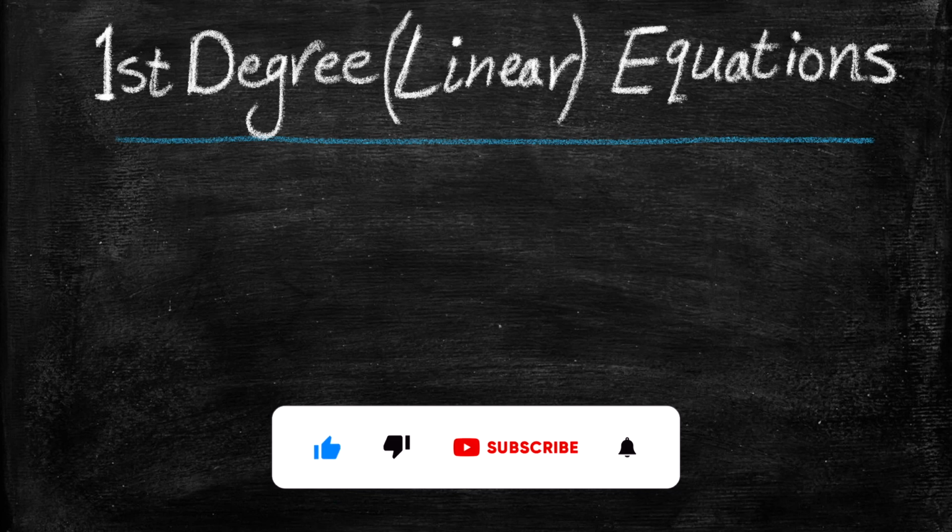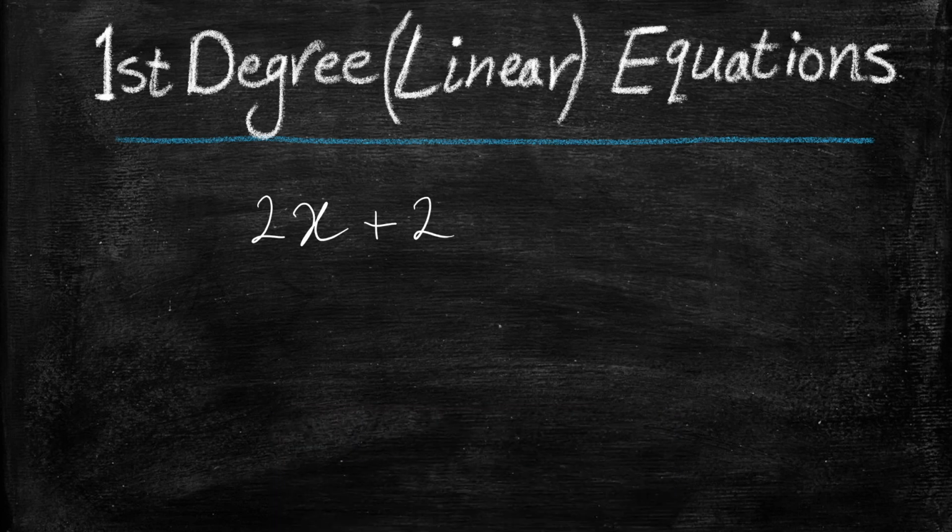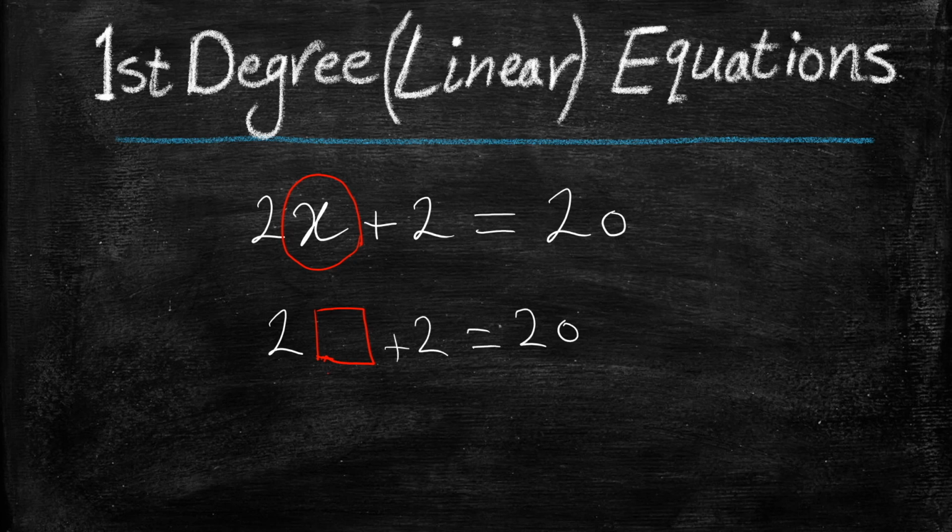Look at this equation. Let's say 2x plus 2 equals 20. What do we mean by solving this equation? We mean finding what the unknown is. The unknown here is x. We don't know what x is. You can replace x with a blank space. I could write this equation like this: 2 times blank plus 2 equals 20. It will be the same.